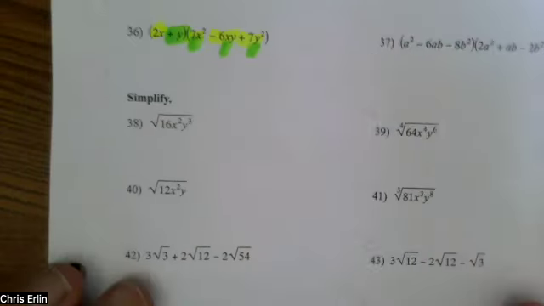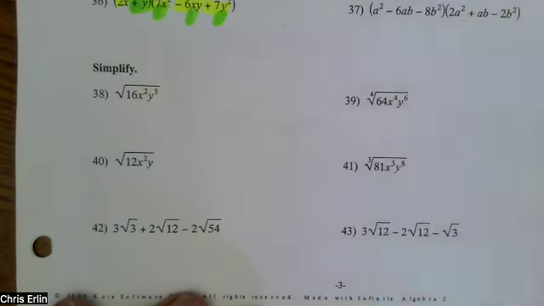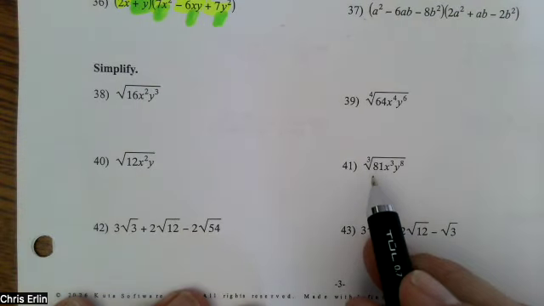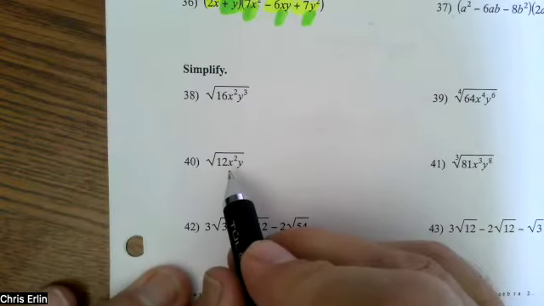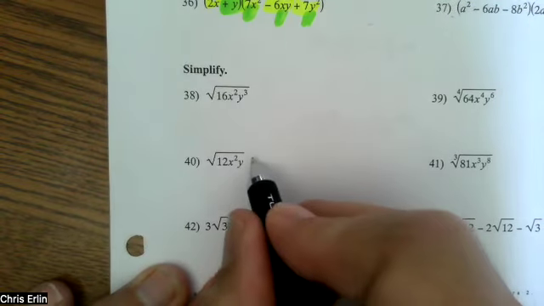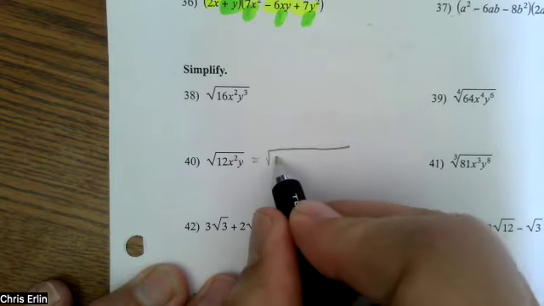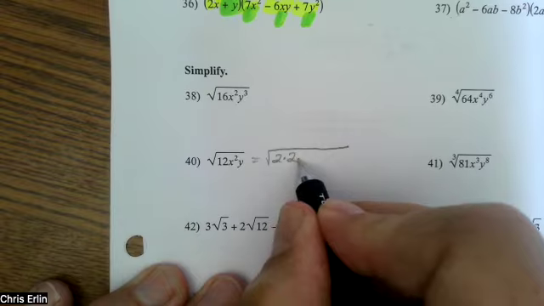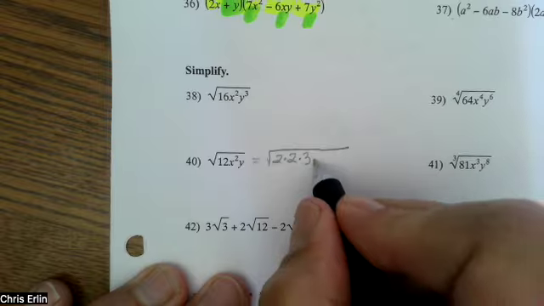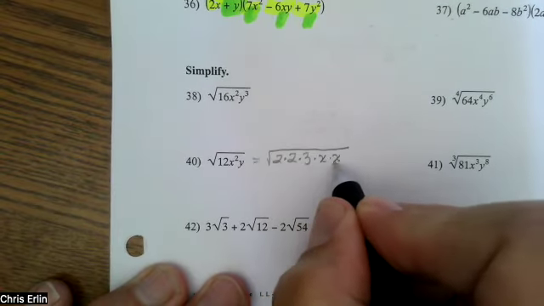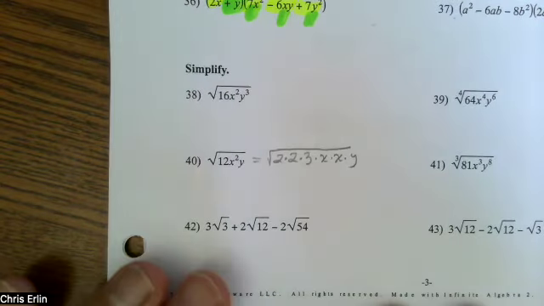Next piece is simplifying radicals. Well, let's do 40 first. What we're asking ourselves is if we were to take all this stuff and factor it out, 2 times 2 times 3 makes 12. I've got two x's and I've got a y.